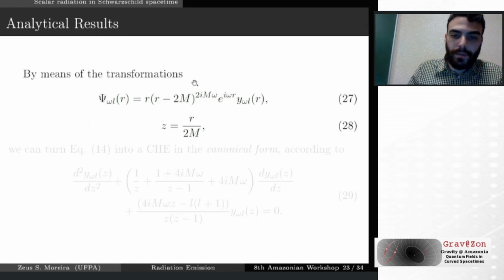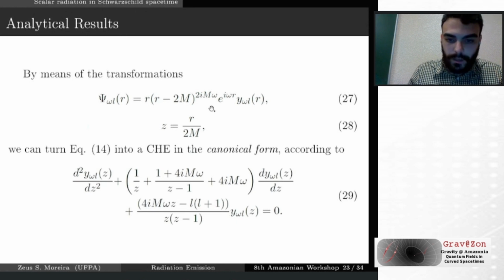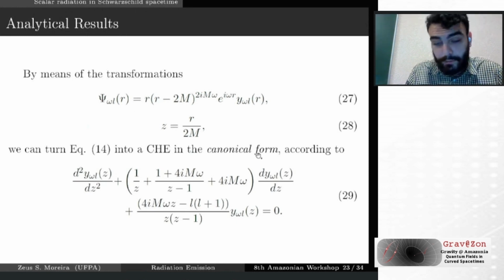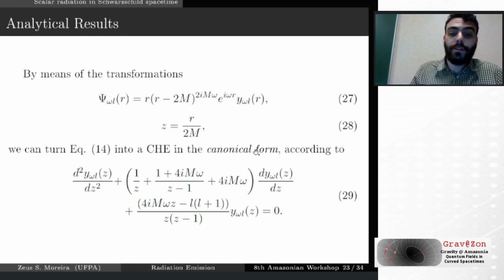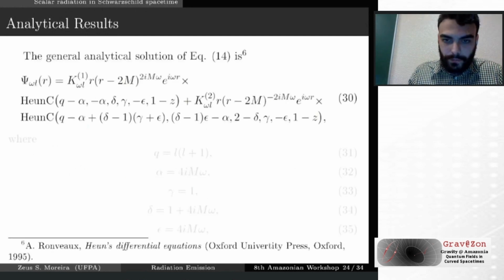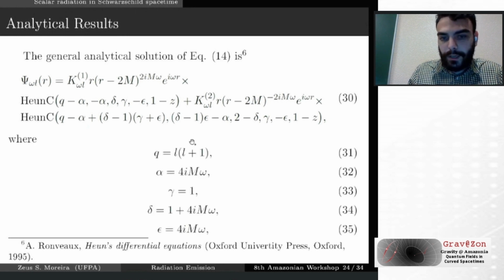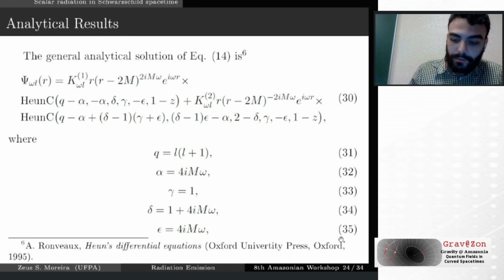And if you make these transformations, we arrive at a confluent Heun equation in its canonical form, which is nice because we know the solution. It's just a confluent Heun function. So here we have the solution given in equation 30, and these new parameters Q, alpha, delta, gamma, and epsilon, they are all defined here in equations 31 to 35.